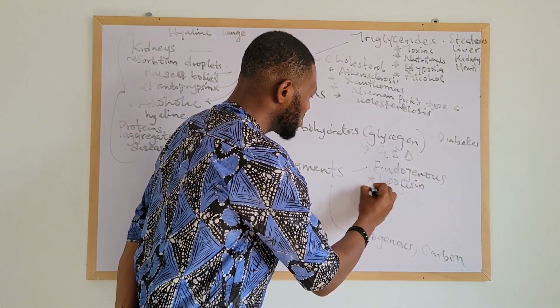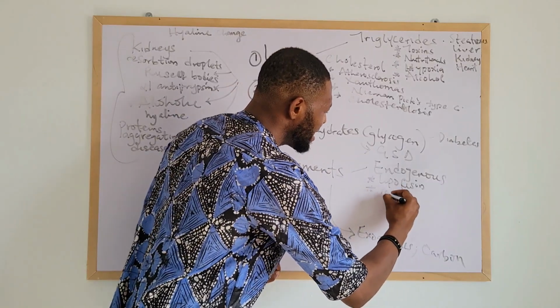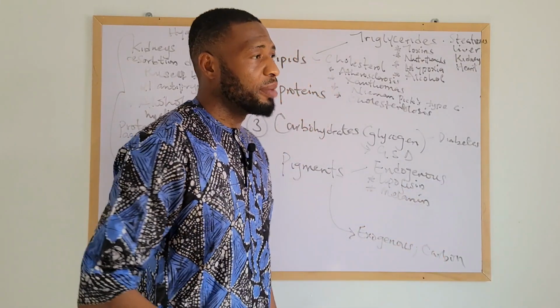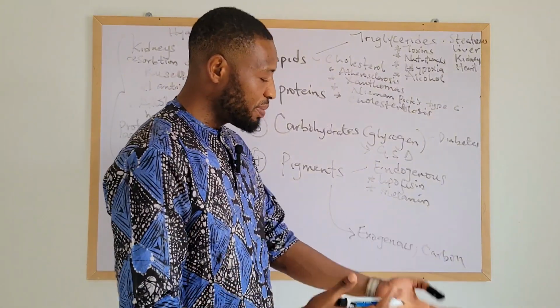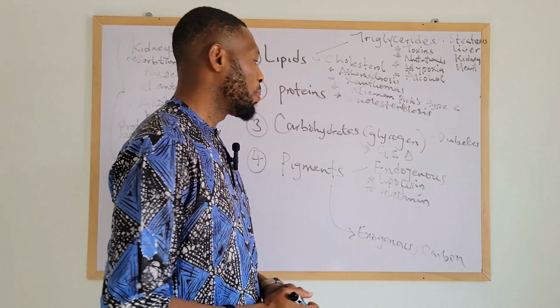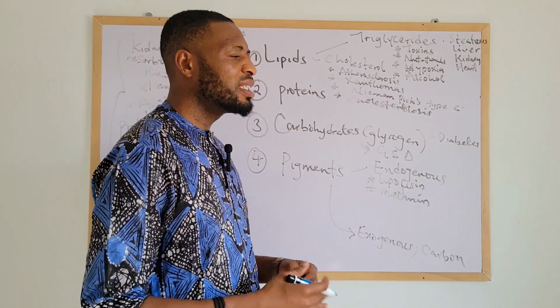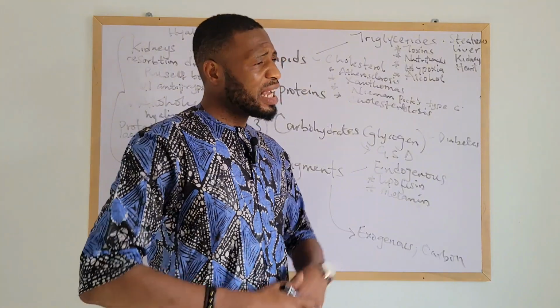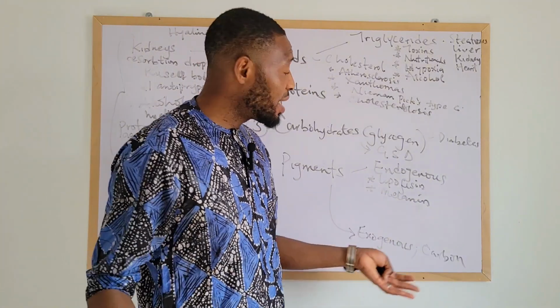Another endogenous pigment that can accumulate is melanin. Okay, we all know what melanin is. It is the pigment that gives color to the skin for colored people. And melanin can accumulate in conditions like nevus, that's benign melanocytic lesions. It can also accumulate in melanomas.